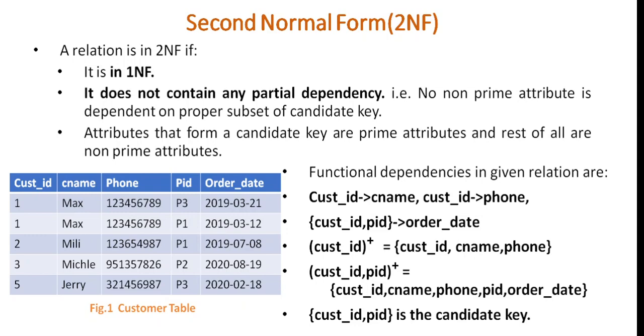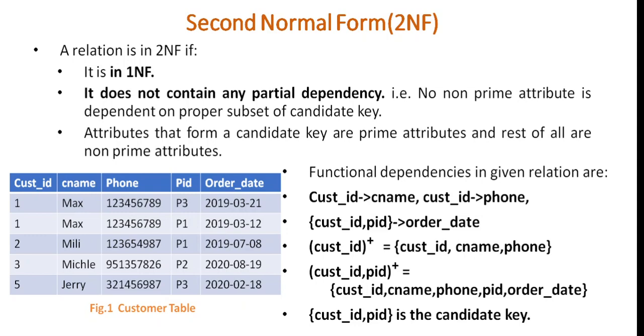Here we have customer ID and product ID as a candidate key. But if you carefully look at the functional dependency, customer ID can determine customer name and it can determine phone. Out of these 5 attributes, these two are the non-prime attributes. So these two attributes are dependent on a subset of the candidate key. If you find the subsets of this combination, you will get two subsets: customer ID is one subset and product ID is another subset.